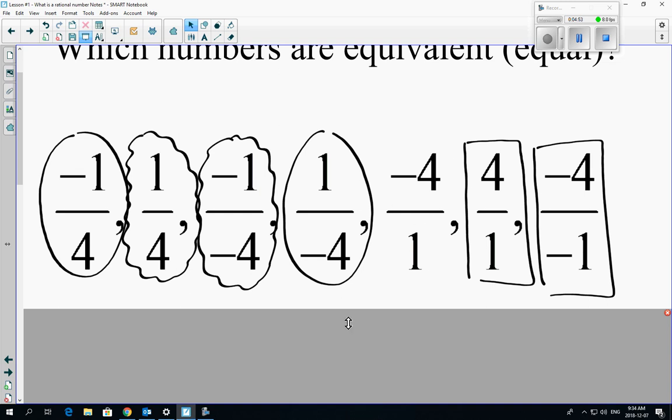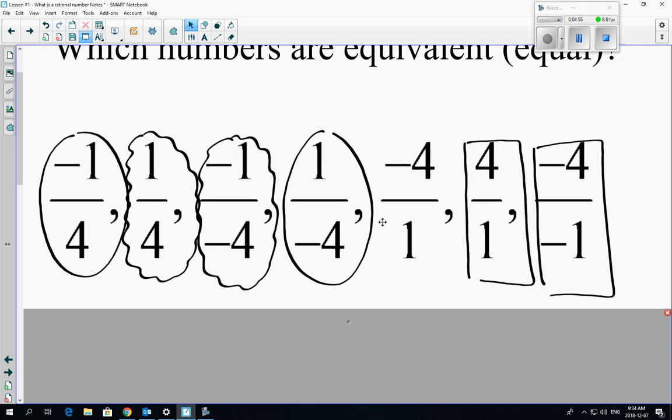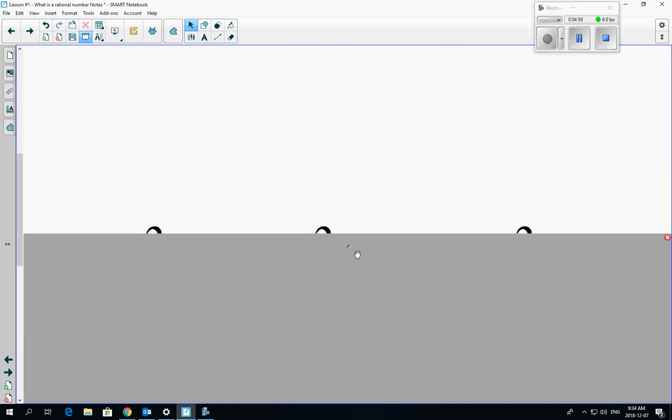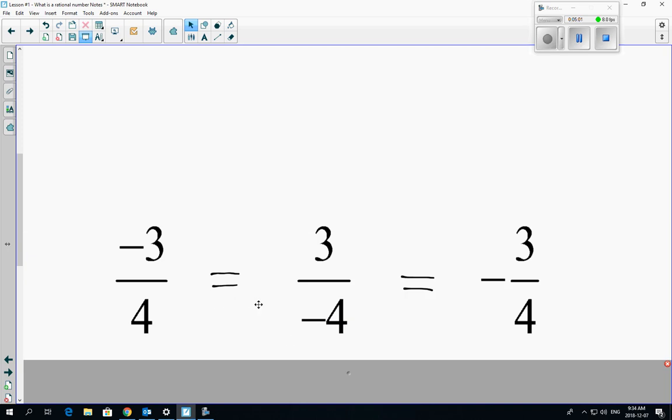So what can happen then is, we can look at these things and I could say to you, we got 3/4, 3/4, 3/4, and they all have negatives. So -3/4, 3/-4, and -3/4. Well, these are all the same. They're all equivalent fractions. You can write the negative on the top or on the bottom, but we normally write it in the middle.